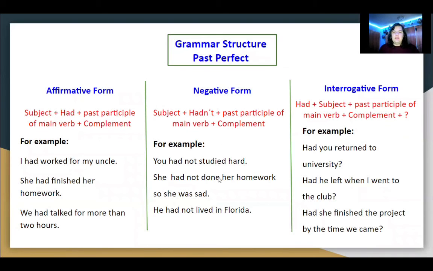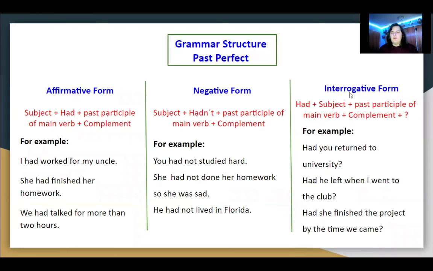She had not done her homework, so she was sad. She is the subject, had not, hadn't, done is the past participle of main verb, and her homework, so she was sad is the complement. He, subject, had not, hadn't, lived, past participle of main verb, and in Florida is the complement.